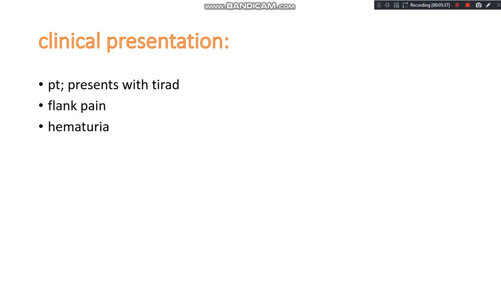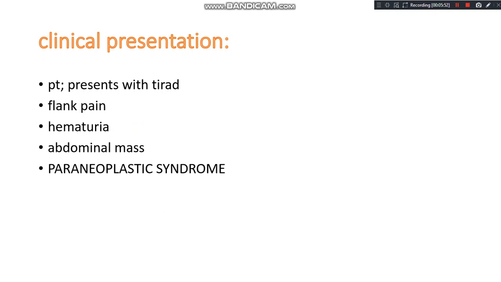Now, what are the clinical presentations? The patient will present with the triad: flank pain, hematuria, and abdominal mass. But remember, this is the more prone sign of this condition. Hematuria is a basic diagnostic feature here.